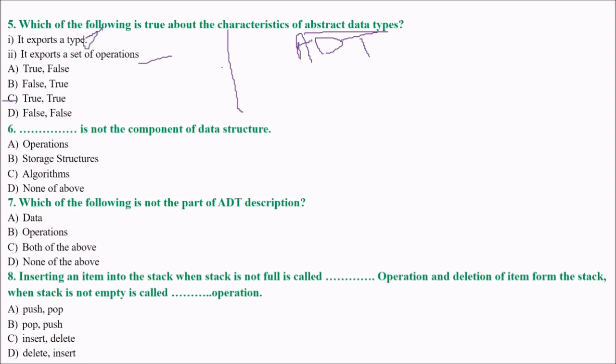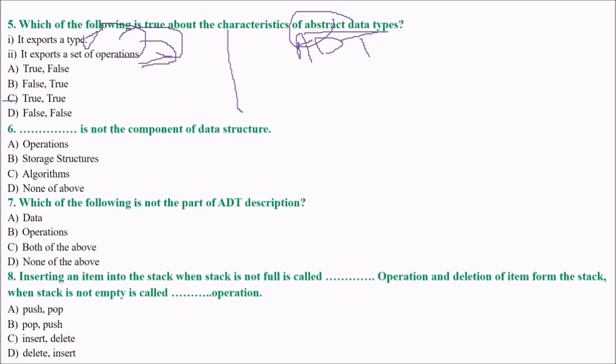It exports a type, any type, that is the basic data type, and it exports a set of operations. Actually abstract data type is the mathematical model of storing or organizing the data with certain set of operations which are defined on it. So we don't talk about the actual implementation. That is why we say it is abstract. You can implement it in any way, but it should be like this, that these set of operations can be applied, and these are the only operations that can be applied.